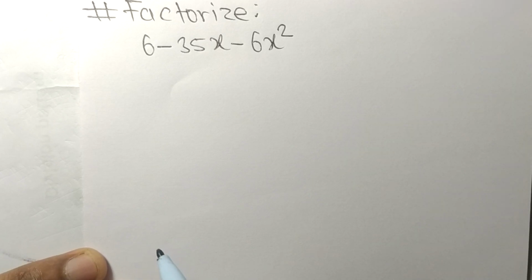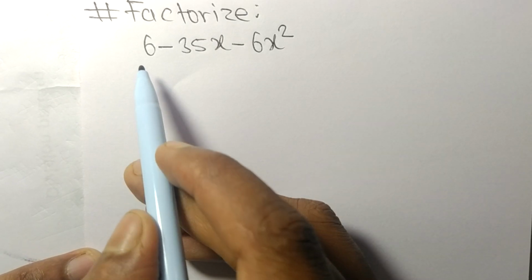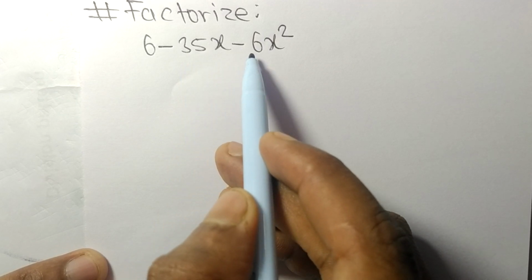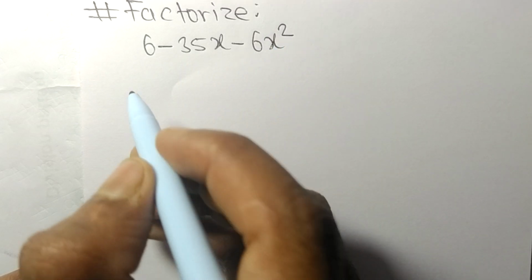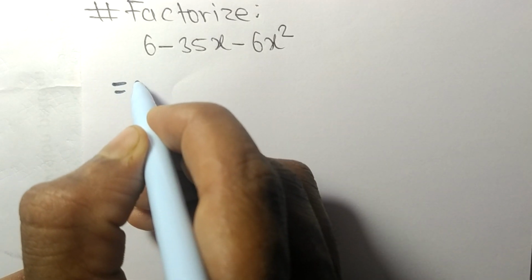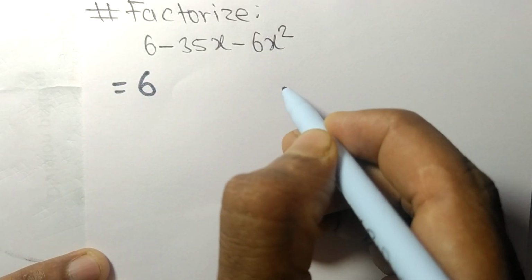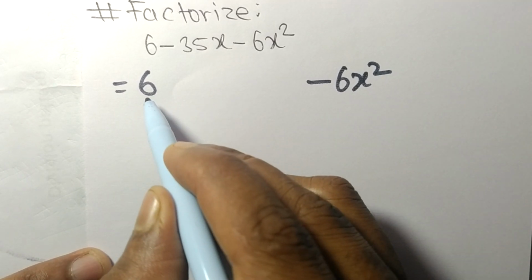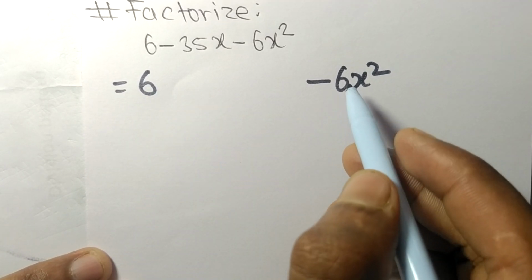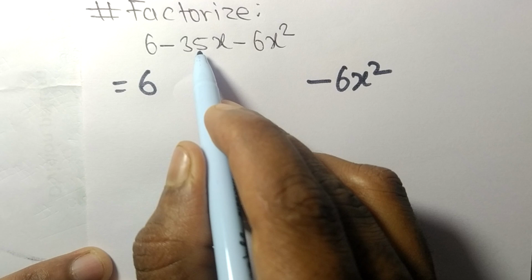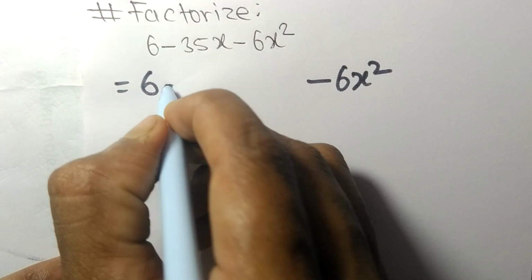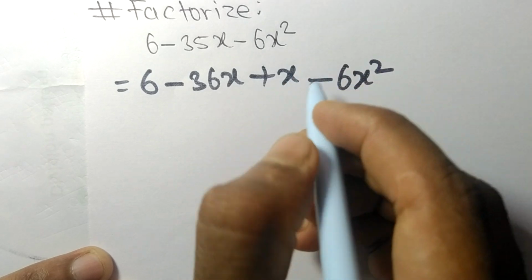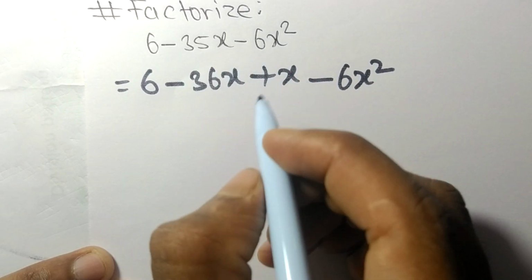So today in this video we shall factorize 6 minus 35x minus 6x². So to factorize, we write the first term 6 and the last term minus 6x². So 6 times 6 means 36, and we need here 35. So it is minus 36x plus x, which means it is minus 35x.